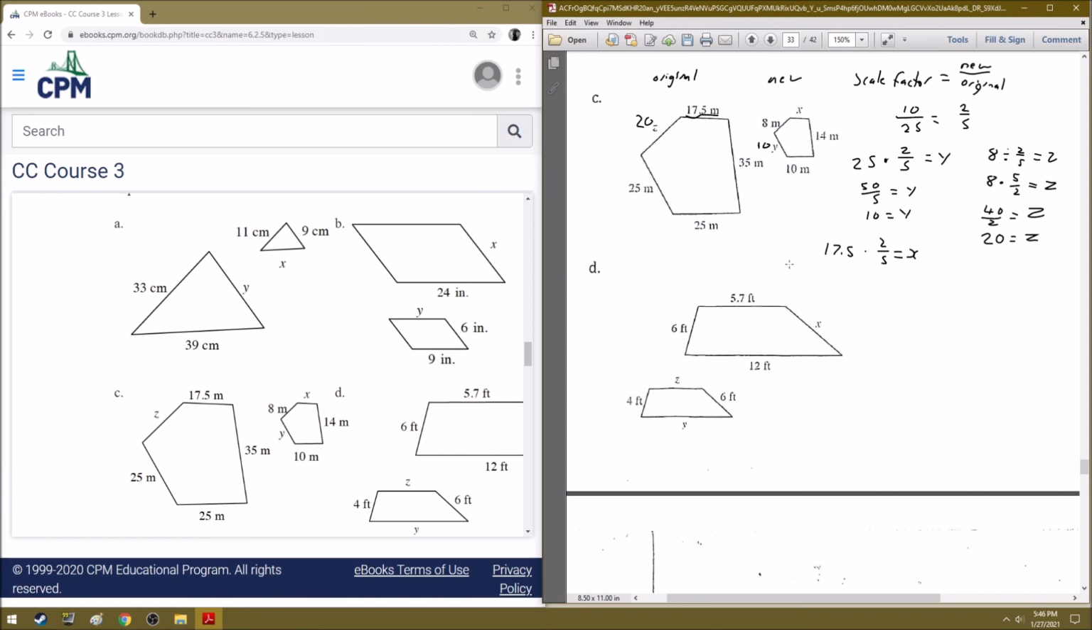So then we can just do this multiplication. So 17.5 multiplied by 2 over 5 is going to be 35 over 5. And that will equal x. And then you can simplify that fraction and get 7 equals x. So on the new shape, that should be length 7.